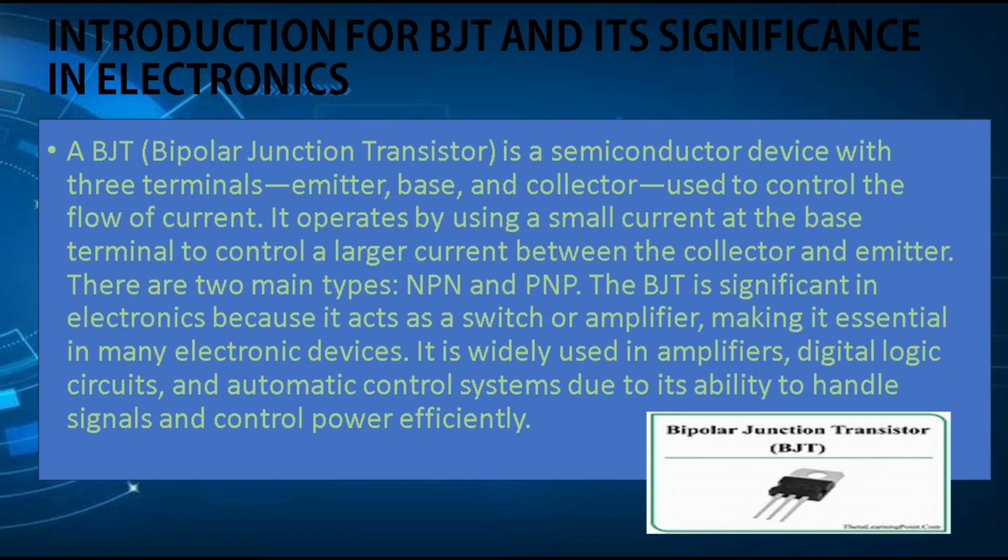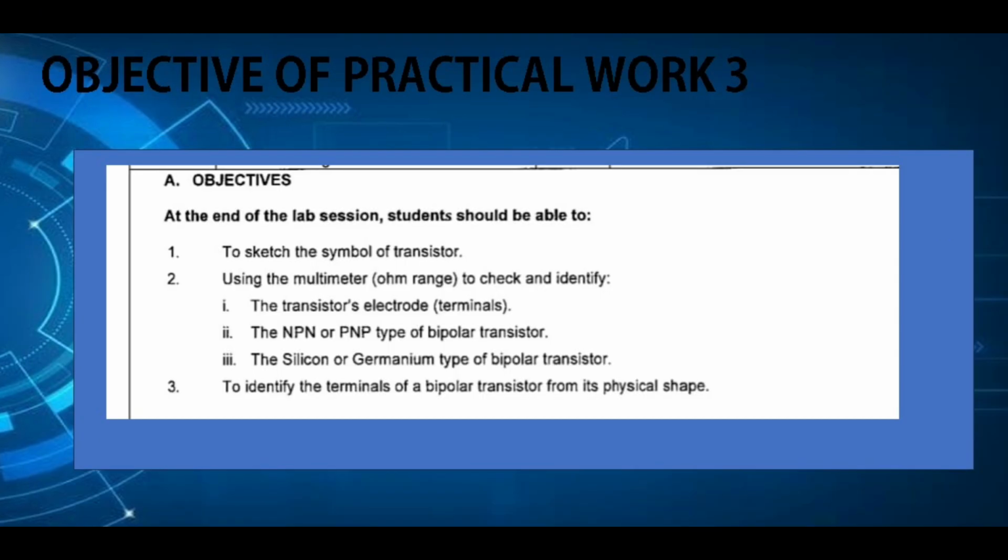The BJT is significant in electronics because it acts as a switch or amplifier, making it essential in many electronic devices. It is widely used in amplifiers, digital logic circuits, and automatic control systems due to its ability to handle signals and control power efficiently. Next, I'm going to explain to you guys the objective of practical work 3, which we do about the BJT transistor.